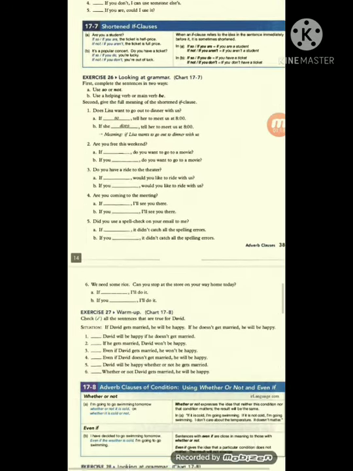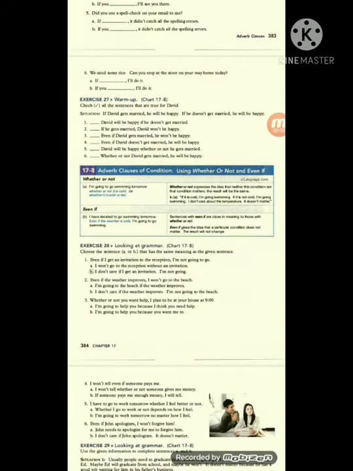17.8. Adverb clauses of condition using whether or not and even if. Whether or not. A. I am going to go swimming tomorrow whether or not it is cold, or whether it is cold or not.